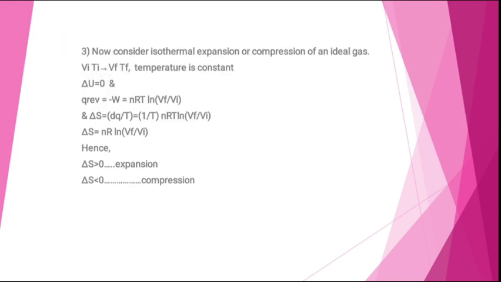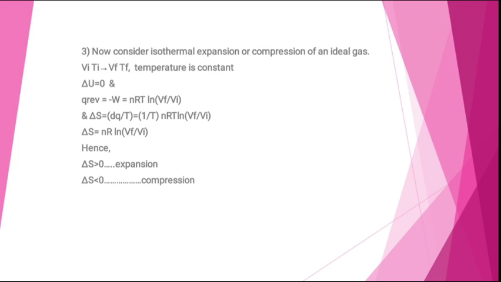And now the third case is, consider isothermal expansion or compression of an ideal gas when the system changes from Vi, that is the initial volume, and temperature Ti, to Vf, Tf. So Vf and Tf show the final volume and the temperature. Now temperature is constant, then obviously the change in internal energy is equal to 0. And when the change in internal energy is equal to 0, the first law of thermodynamics can be written as Q reversible is equal to minus W, and W is equal to nRT ln of Vf upon Vi. This is our equation when there is a change in volume.